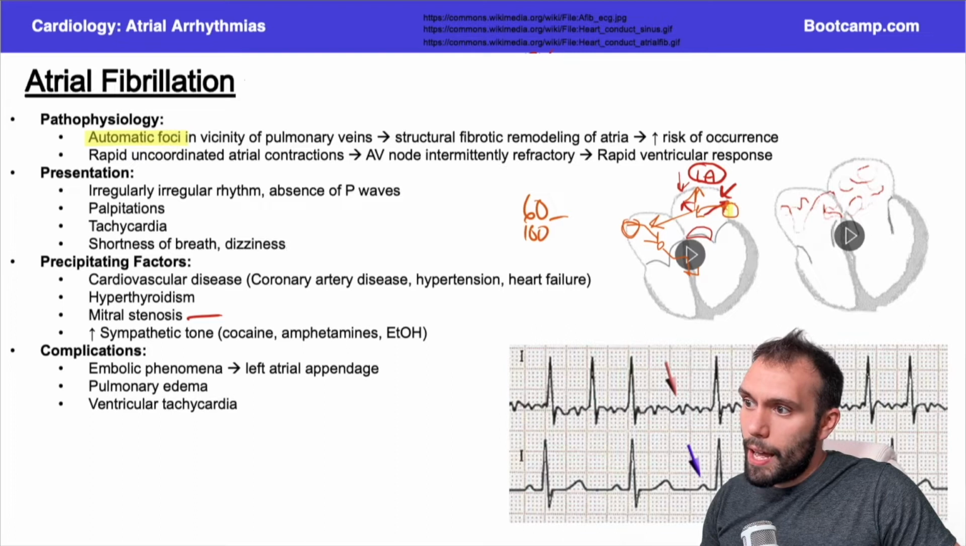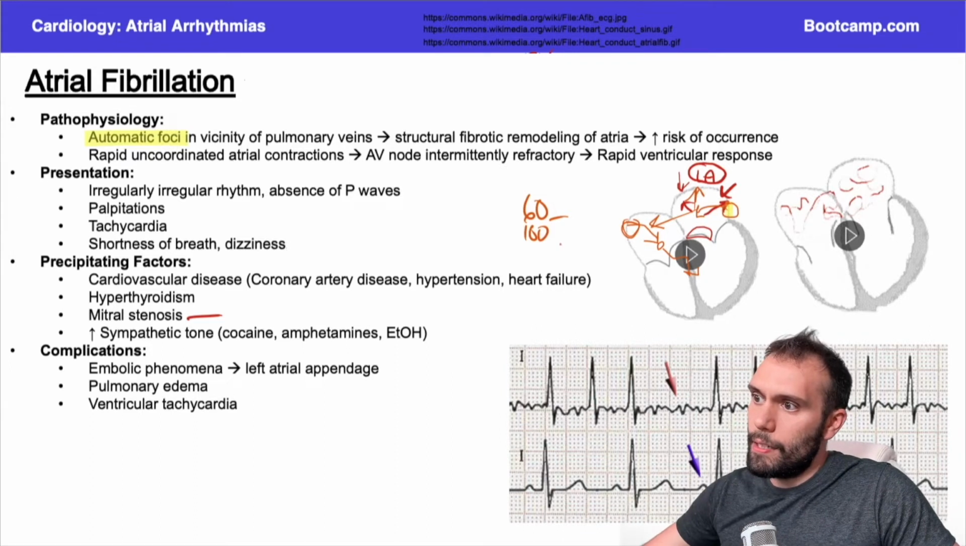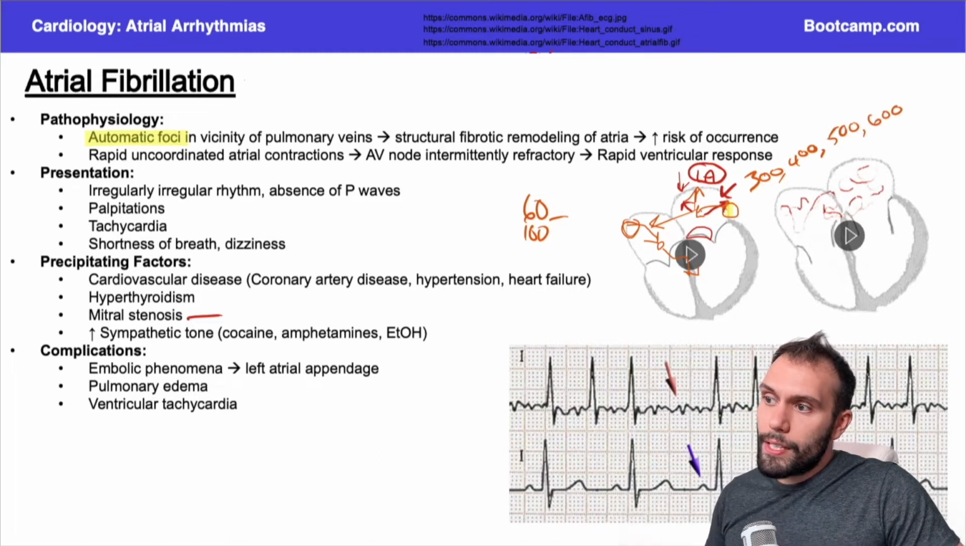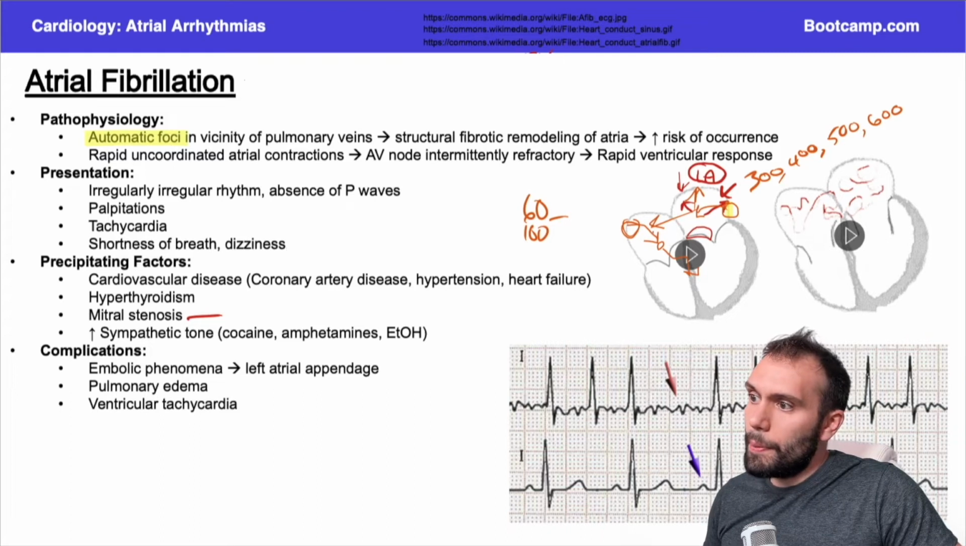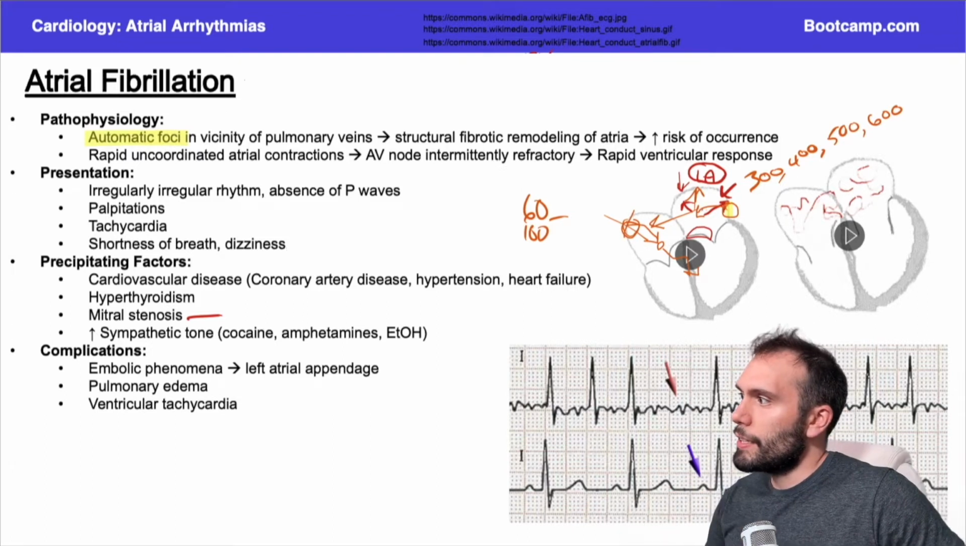But remember, if you have some site of aberrant electrical activity, this might be conducting impulses at 300, 400, 500, 600 impulses per minute, if you can imagine that. You're sending out 600 impulses per minute. That's going to completely override what's happening at the SA node, and these impulses are going to cause the atria to contract very quickly.